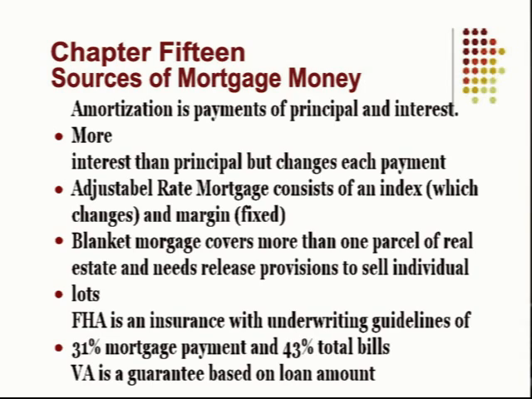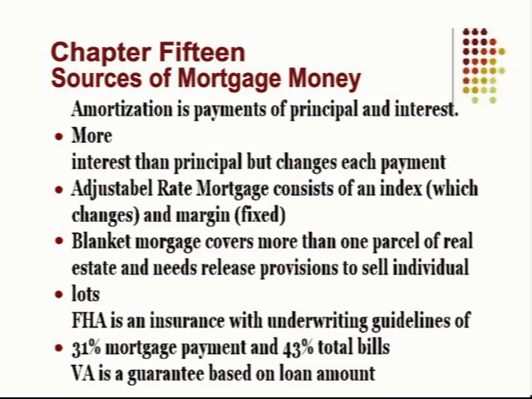And that is all we have for our mortgage market. To begin with, amortization is a payment of principal and interest, more interest than principal on the front side, but that all changes over time. The adjustable rate mortgage consists of an index, which changes each year, and margin, which is fixed. A blanket mortgage covers more than one parcel of real estate and typically needs a release clause to sell individual lots. FHA is insurance with underwriting guidelines of 31% mortgage payment and 43% of total bills.